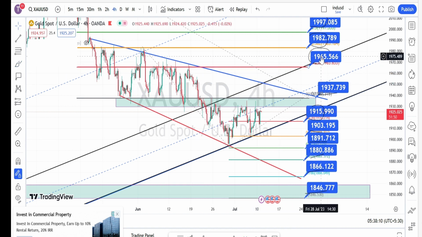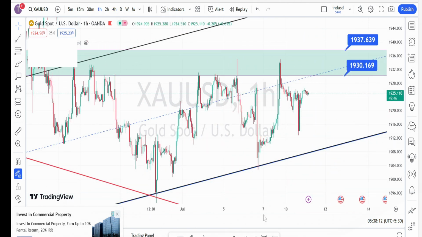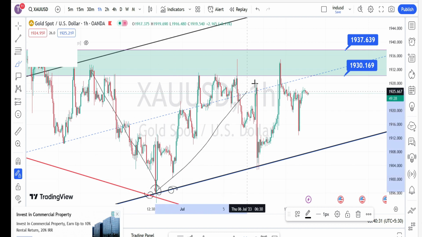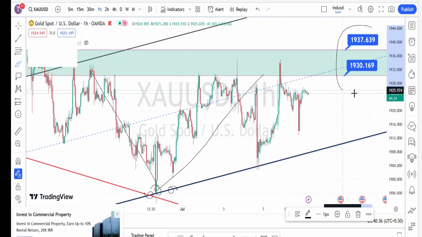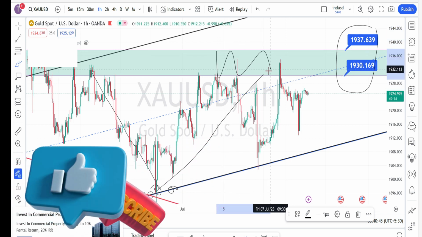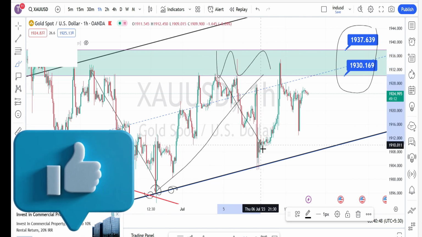Let us look at the price action in hourly time frame. I'm in hourly time frame, and when we look at the price action in hourly time frame also, we have noticed a price action to trend on the bearish side, and after taking support on the 4 hours time frame trend line or support line and the daily time frame trend line, we have noticed a price action to bounce back on the bullish side retracement. And currently this zone between 1937 to 1930 is acting as a very strong supply zone, and the current price action is trading below this supply zone.